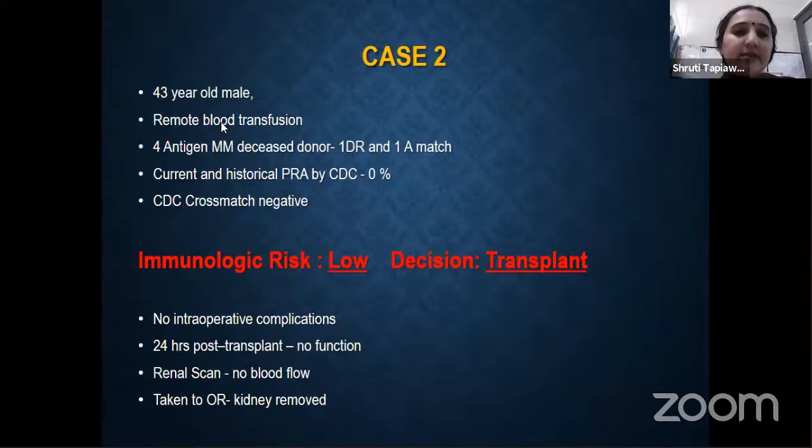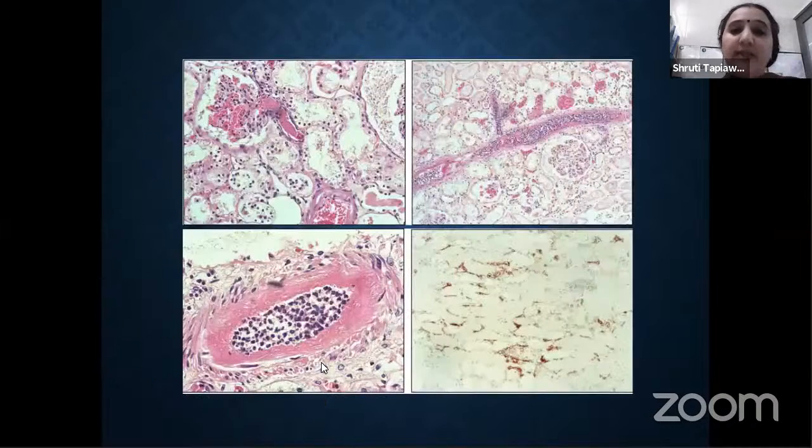Now, second case, 43-year-old male, remote transfusion, 4 antigen mismatches, deceased donor, 1 DR, 1 A match, and a historic PRA, negative. CDC cross match, negative. Immunological risk, low. Decision to go ahead for transplant. No intra-op complications, but at 24 hours, no function. Renal scan, no flow. And there is a rejection on the biopsy and the kidney is removed.